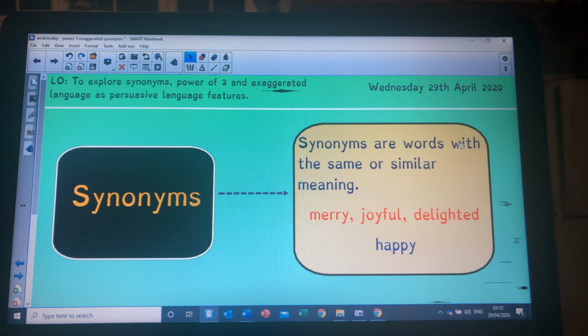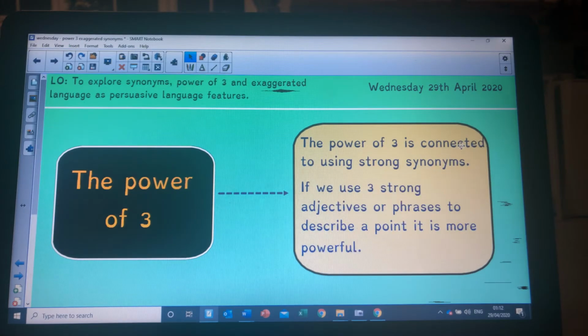You guys have got really good recently at using thesauruses to give yourself synonyms to make your writing stronger. So that's fantastic. The power of three. The power of three is connected to using strong synonyms. That's why we're learning about them all today. If we use three strong adjectives or phrases to describe a point, it makes it more powerful.